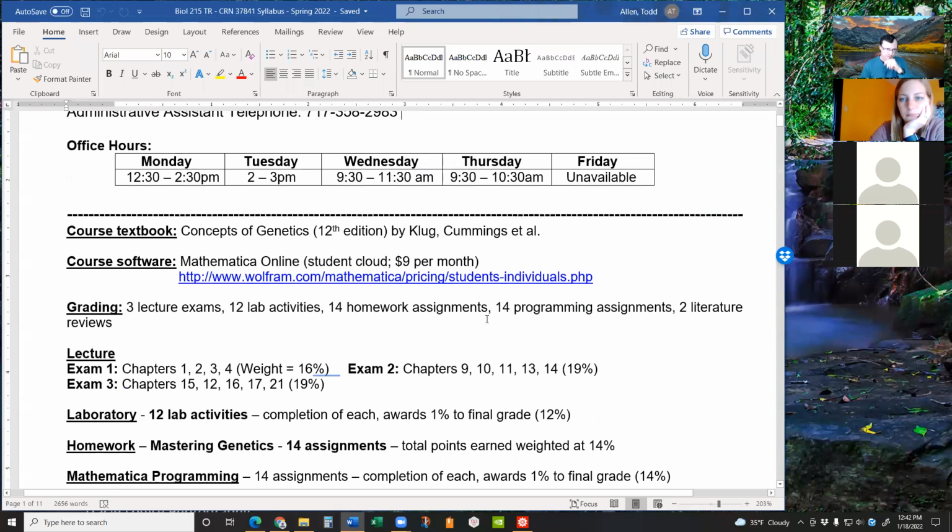All right, so our course textbook this semester is Concepts of Genetics, the 12th edition. This is what the physical textbook looks like.